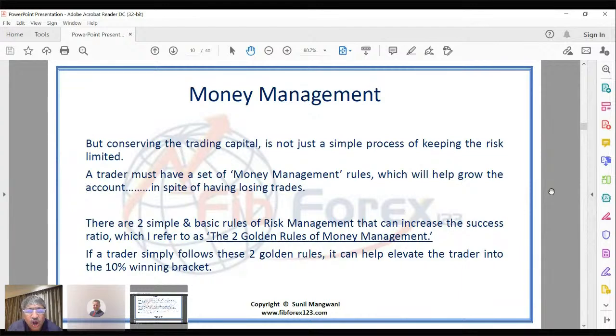You must have a set of money management rules which will help to grow the account in spite of having losing trades. Now, there are two very simple and basic rules of risk management that can increase your success ratio, which I refer to as the two golden rules of risk management. The simple fact is, if you follow these two golden rules, it will put you in the bracket of the top 10 to 15% of the traders.